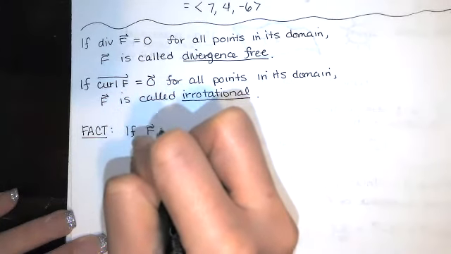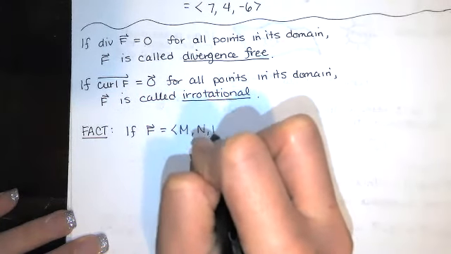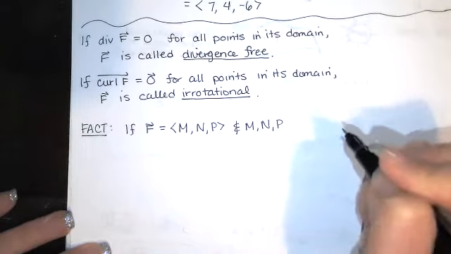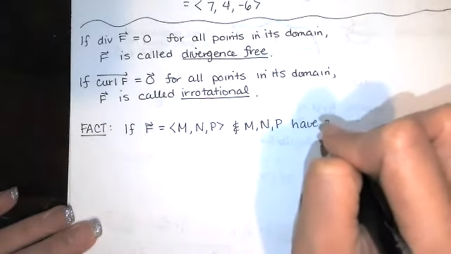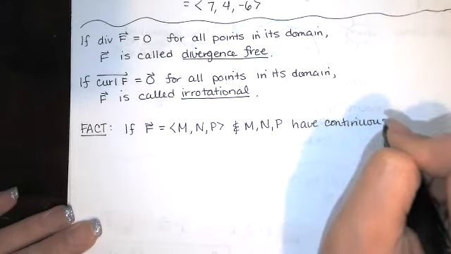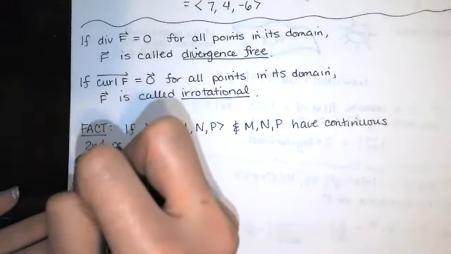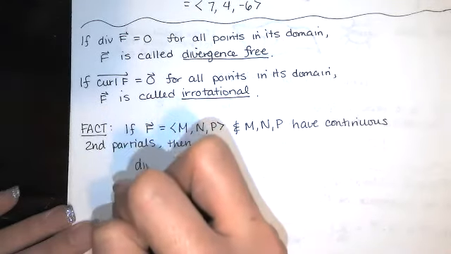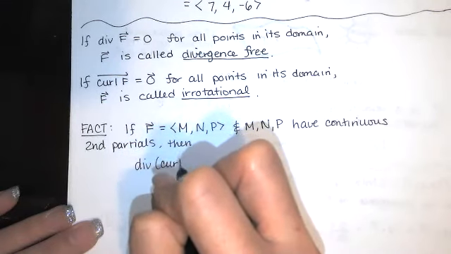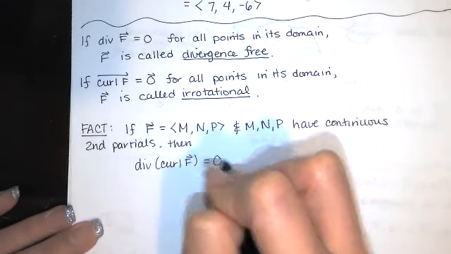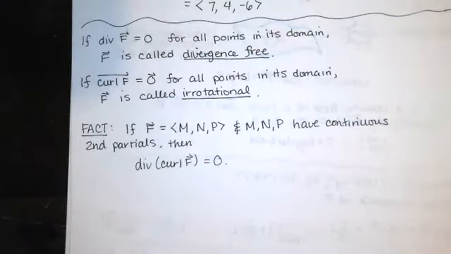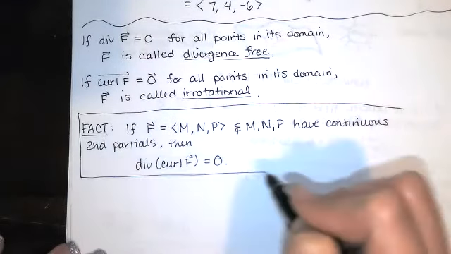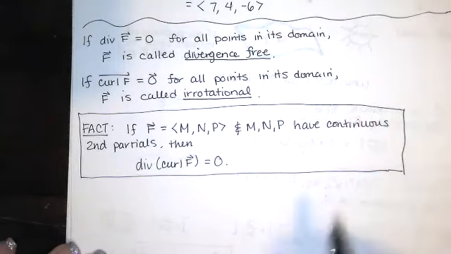If we have a field F and it has components m, n, and p, and m, n, and p have continuous second partial derivatives, then it turns out that the divergence of the curl of F is going to be 0 every time. Now we can verify this, but I think I'll let you do that if you want to.